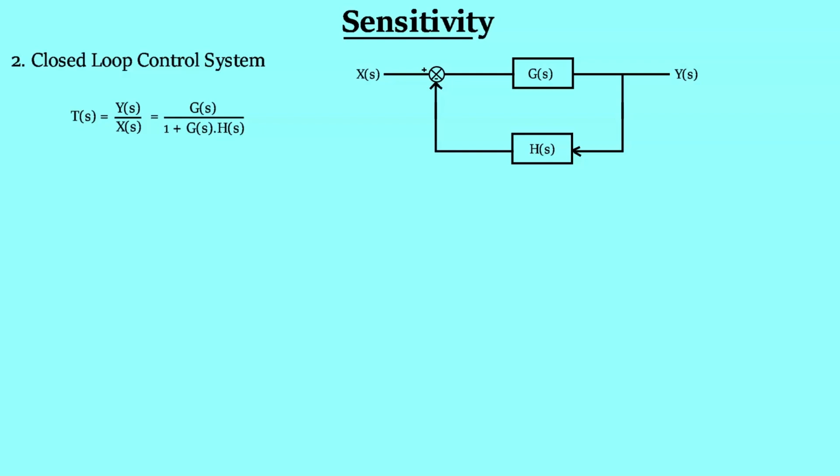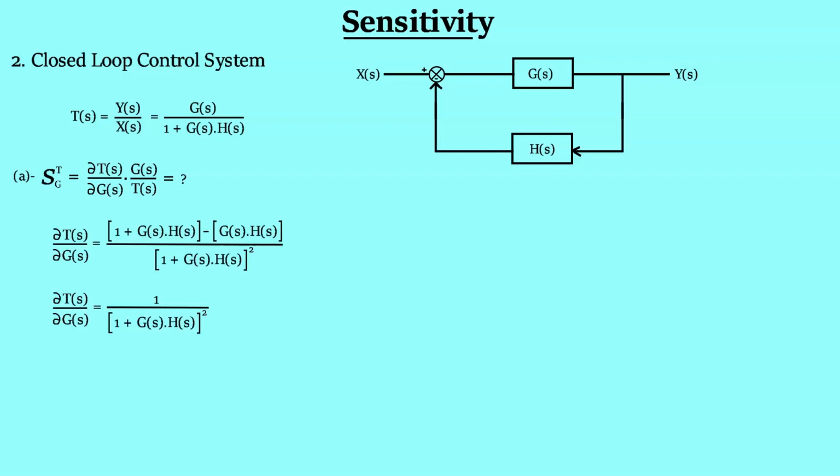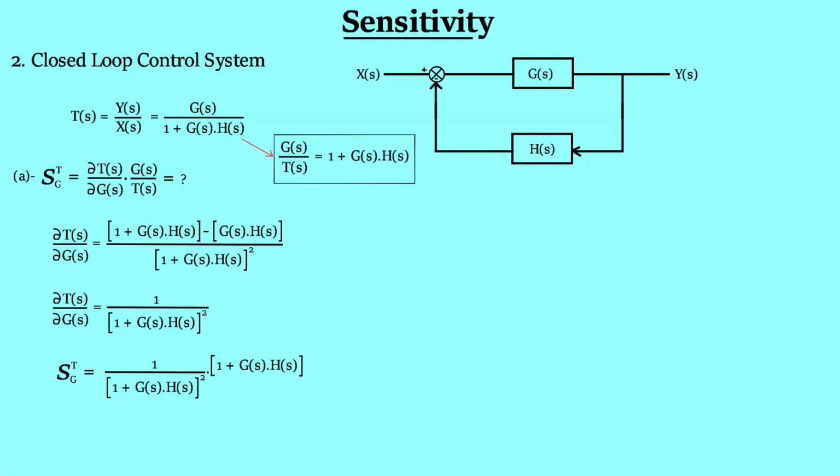Now let us consider a closed loop control system in which the transfer function is equal to feed-forward function divided by 1 plus feed-forward function multiplied by feedback function. First, we will try to find the sensitivity of transfer function with respect to feed-forward transfer function. Again, we will first try to find partial derivative of transfer function with respect to feed-forward function. Partial derivative can be easily found by using little bit knowledge of mathematics, which I assume you already have, as knowledge of mathematics is the first important tool that everyone should have before starting any subject of any engineering branch. We can also find the ratio of feed-forward function divided by transfer function, which will be equal to 1 plus feed-forward function multiplied by feedback function.